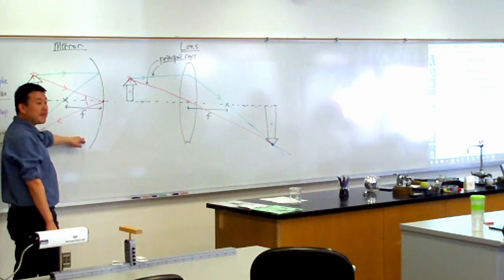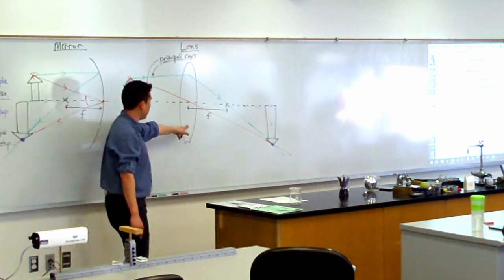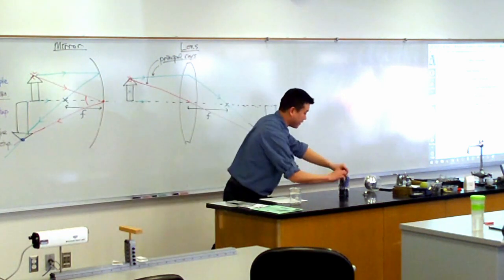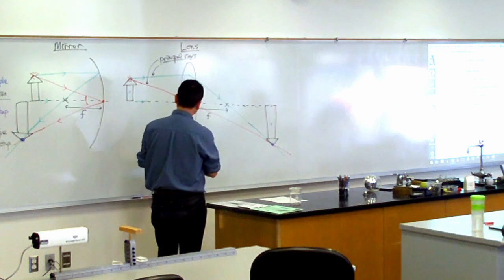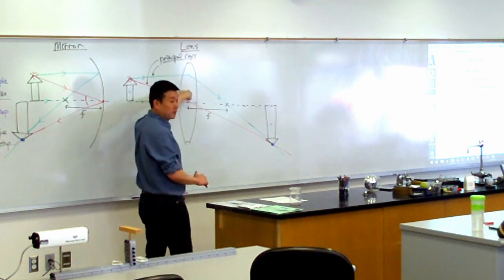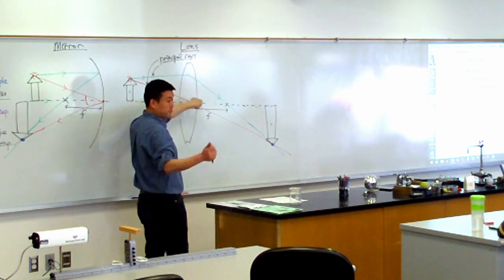There are many other rays that go through the lens. For example, there's this ray. There should be a ray that goes through this point of the lens because it's transparent, right?